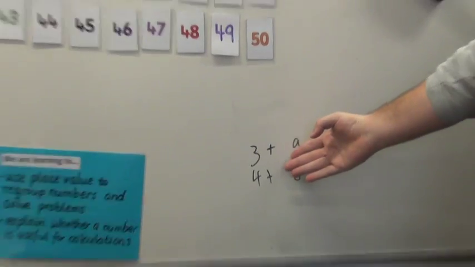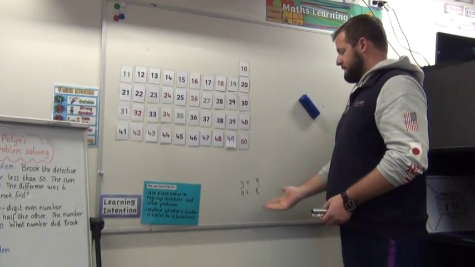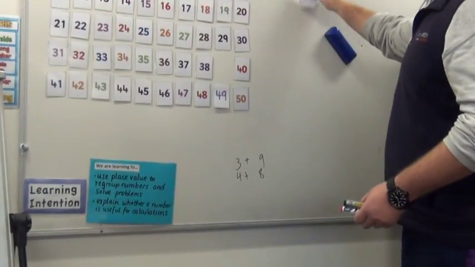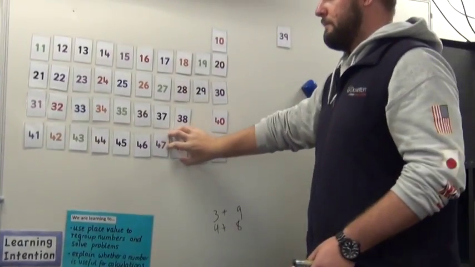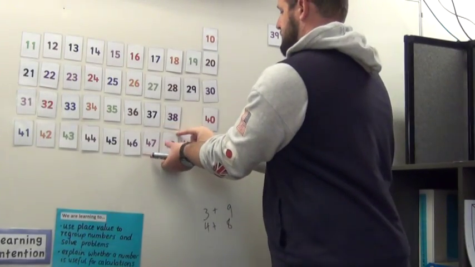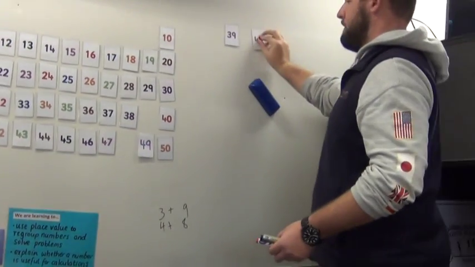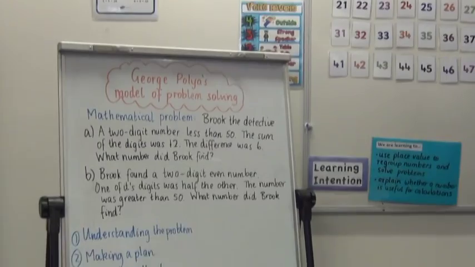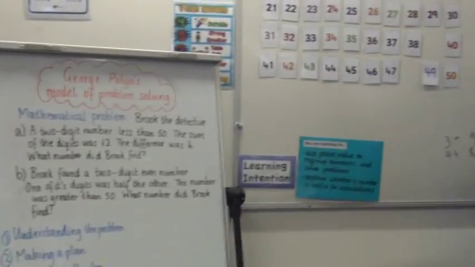So I'm left with two combinations, being 3 plus 9 and 4 plus 8. So that leaves us with 39 and 48. Now we're looking at the other part of the problem, which says the difference was 6 between the two numbers. So difference, of course, meaning subtraction.